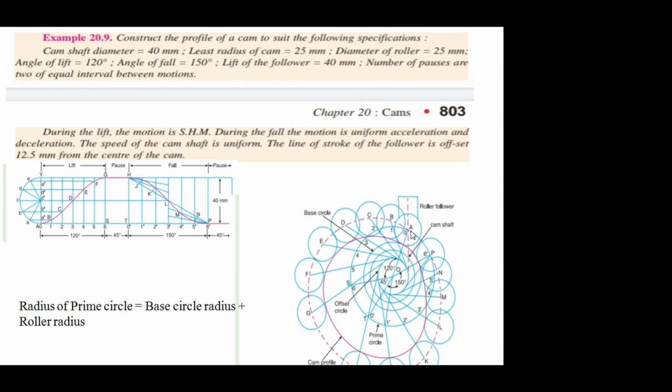Now take the radius of the roller as 12.5 mm in your compass. Take B, C, D, E, F, G, all these points as centers and draw the rollers. After drawing the rollers, since at the initial position of the follower the base circle touches the roller, draw a smooth curve touching all the rollers. It will give you the profile of the cam for the given data.